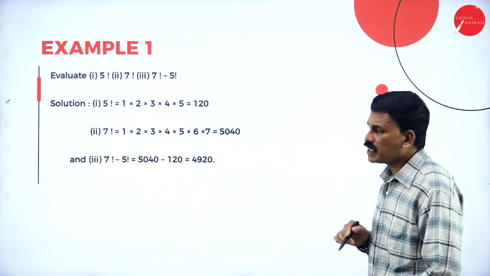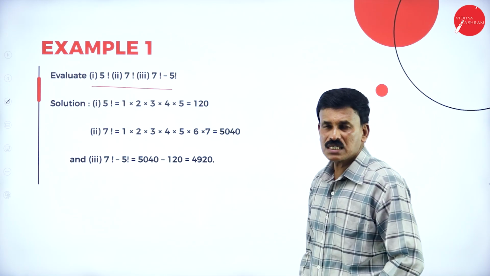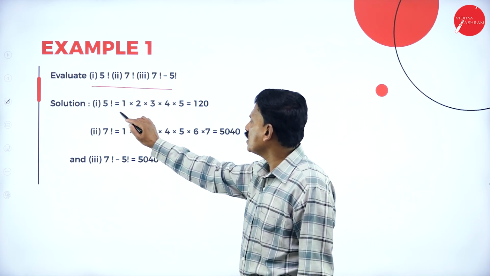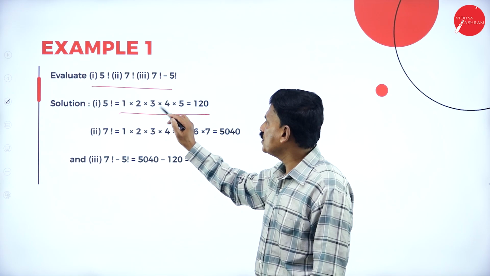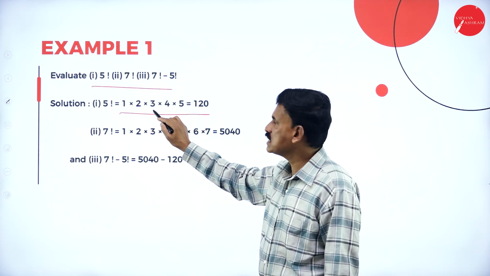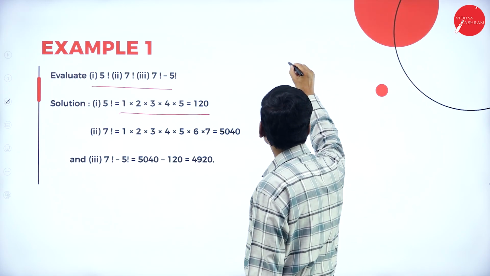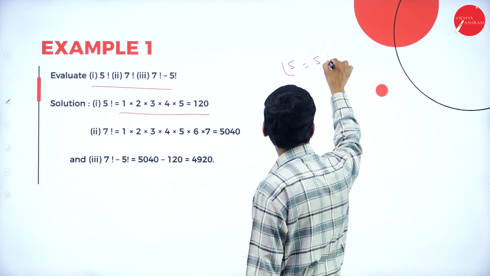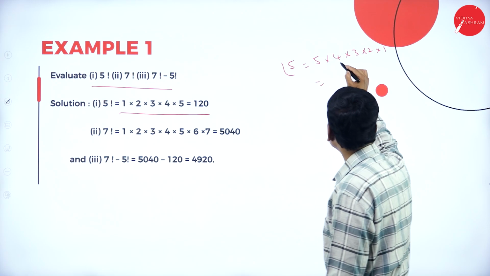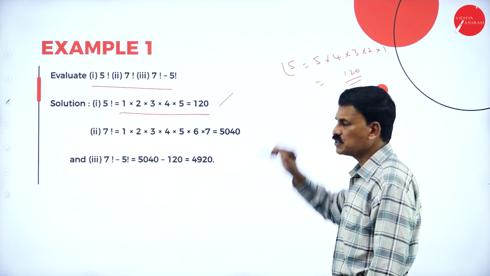Now, let us take an example based on this. Let us find out the value of 7 factorial minus 5 factorial. Now, what is 5 factorial? 5 factorial is nothing but 1 into 2 into 3 into 4 into 5. 5 4s are 20, 20 into 3 is 60, 60 into 2 is 120, into 1 is 120. Or you can also represent it like this: 5 factorial is 5 into 4 into 3 into 2 into 1, 5 4s are 20, 20 into 3 is 60, into 2 is 120.